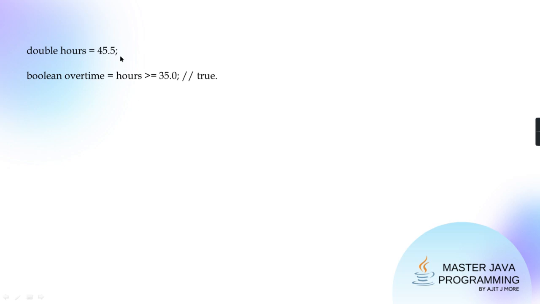Double R is equal to 45.5. Obviously this is a double value. Now you are checking whether R is greater than or equal to 35.5. So is 45.5 greater than or equal to 35.0? Yes, therefore the result is true. True is stored in overtime. Overtime is a Boolean variable. Getting?